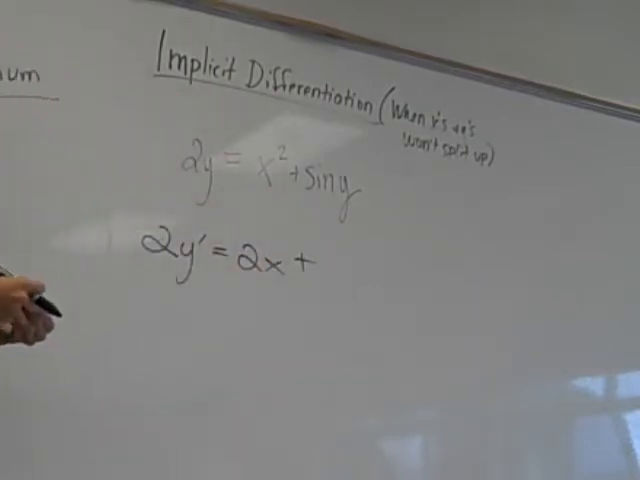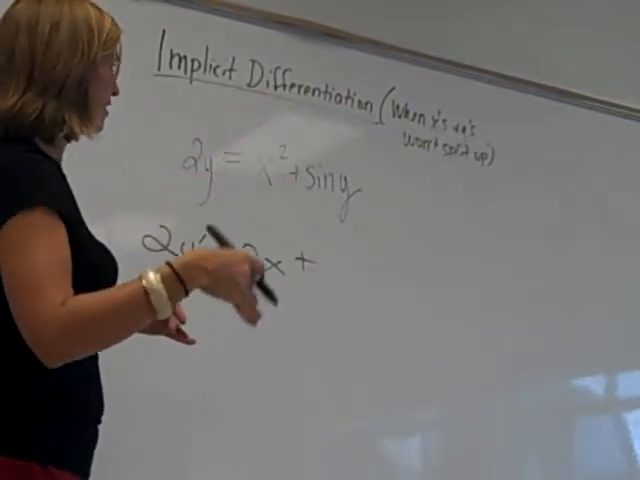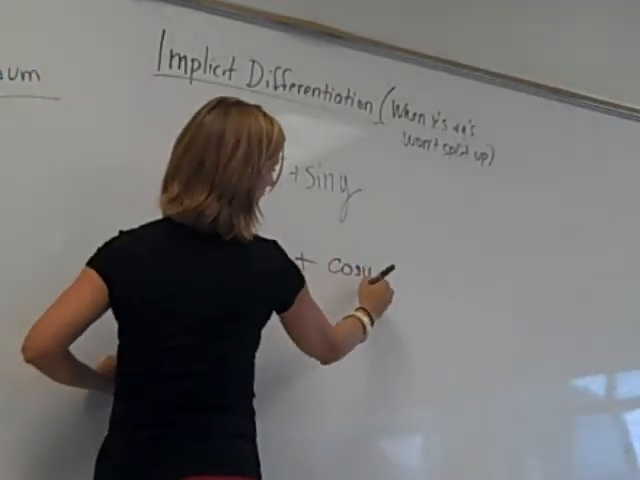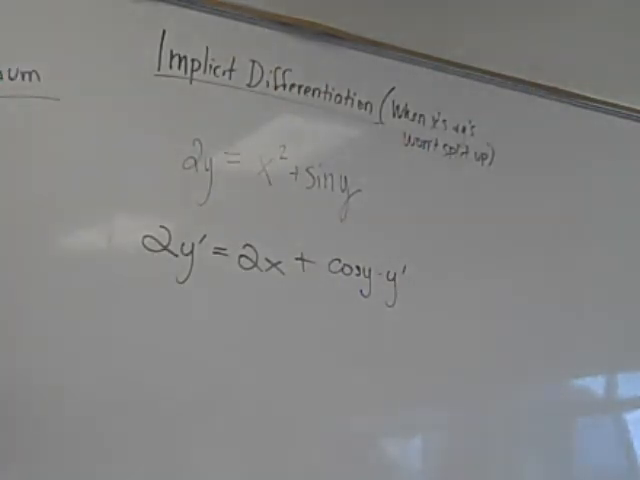Now the derivative of the sine of y. Well, I'll get the sine happening to y, and then I've got y. So I'm going to use chain rule. I'm going to have the cosine of y times the derivative of y times y prime. Questions how I got that? Alright, finish it, see what you get.